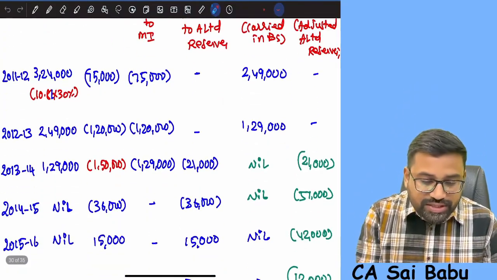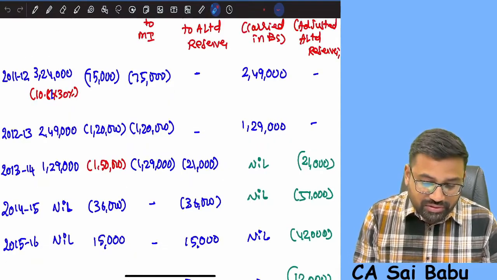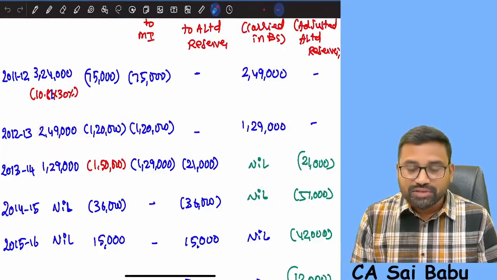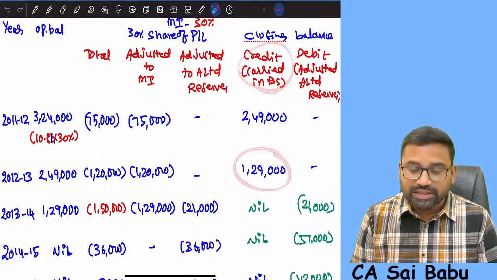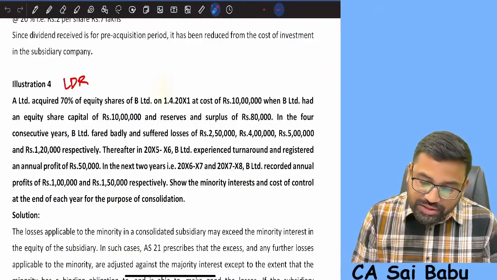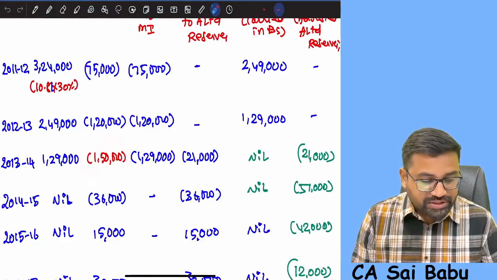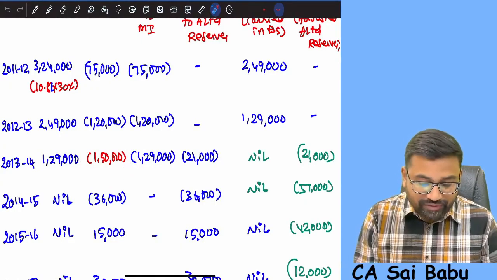Next year also there is a loss, 4 lakhs loss. In this 4 lakhs, 30% share is 1,20,000. So 2,49,000 minus 1,20,000, minority interest has become 1,29,000 credit balance in the balance sheet. Again next year there is a loss of 5 lakhs. In this 5 lakhs, their share is 30%. 5 lakhs into 30% will be 1,50,000.